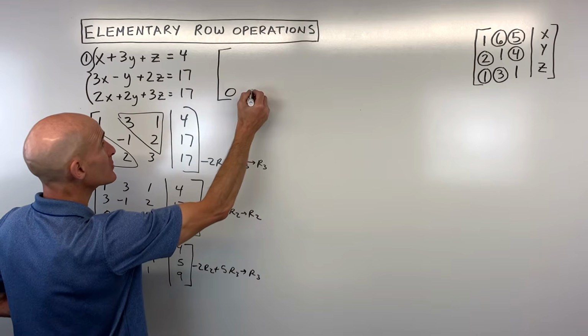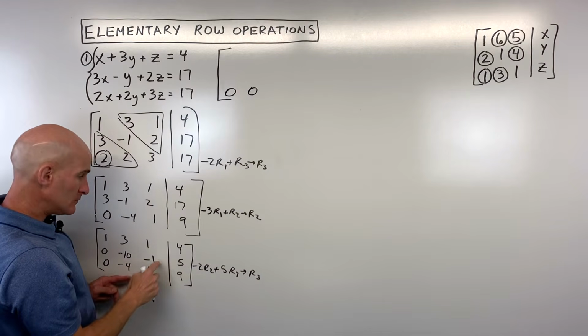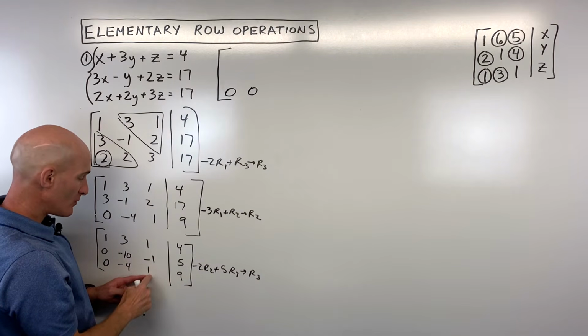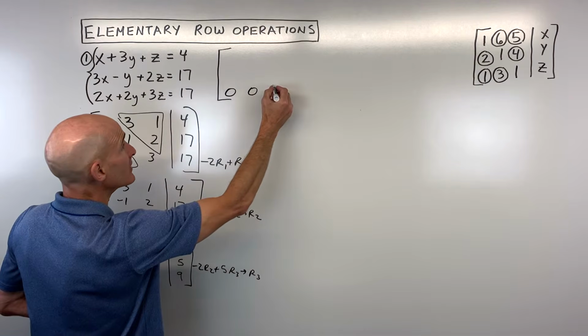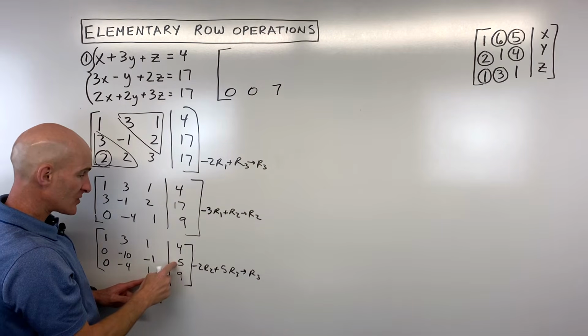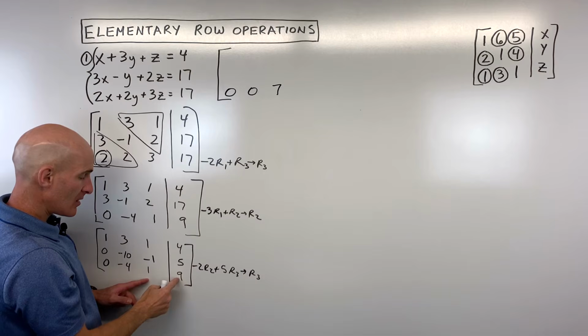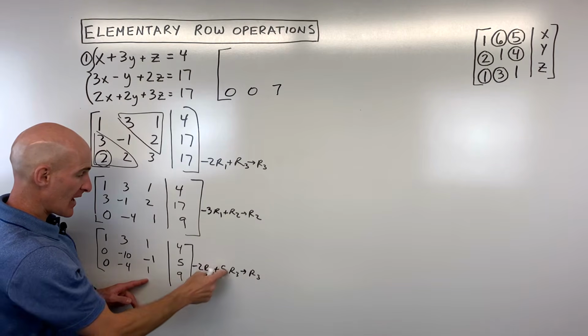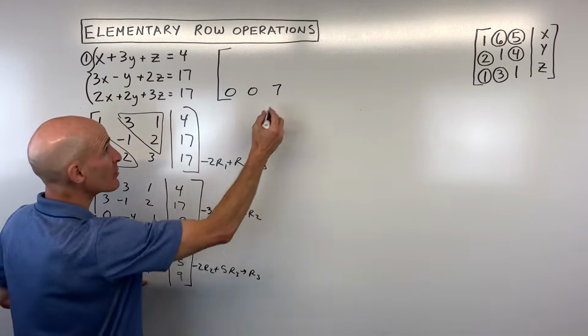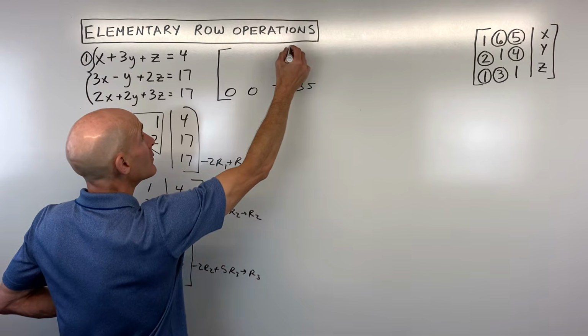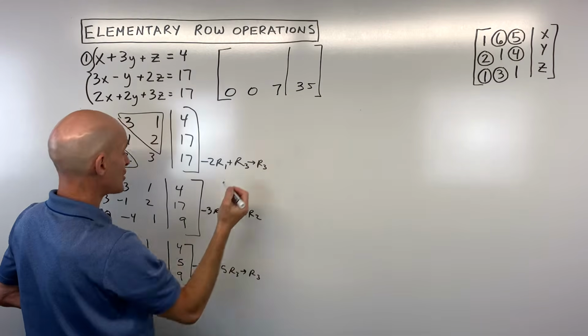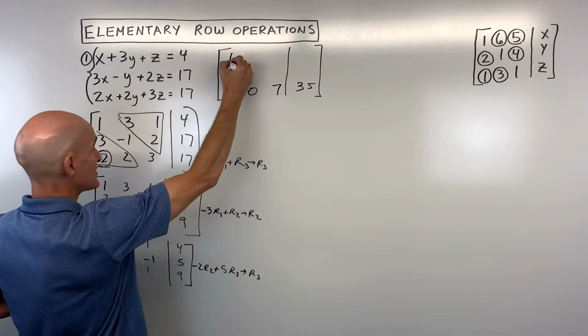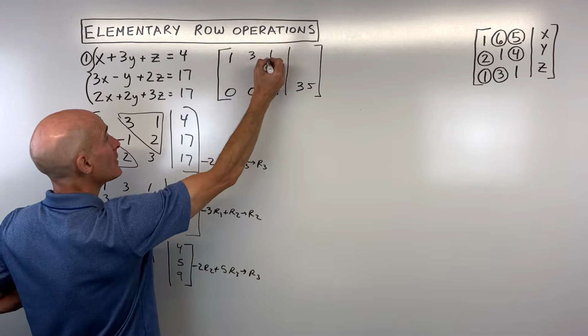So far we've got 0, 0. Negative 2 times negative 1 is 2, plus 5 is 7. And negative 2 times 5 is negative 10, plus 9 times 5 is 45, so that adds up to 35. Okay, so you can see this is starting to shape up. Now these other rows are going to stay the same, so we've got 1, 3, 1.